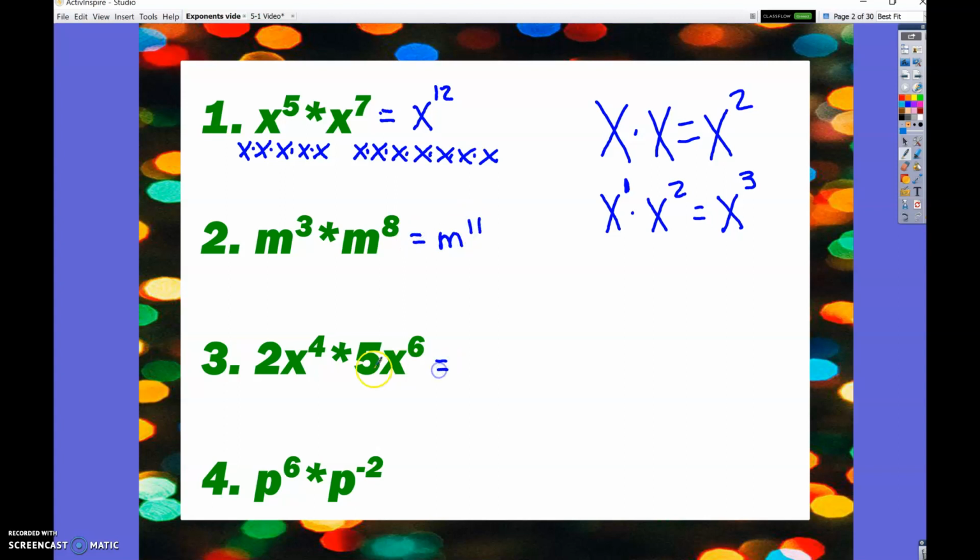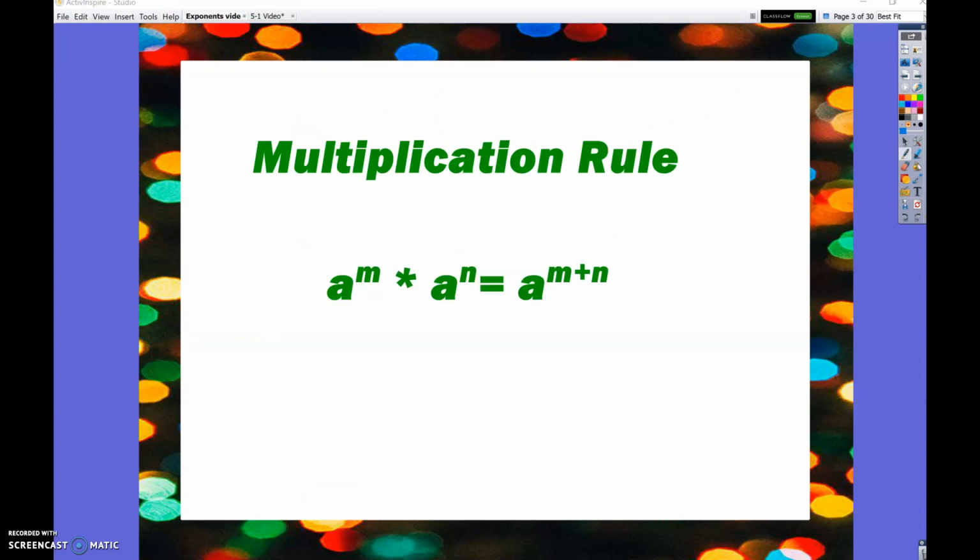With numbers, though, that doesn't mean we change our multiplying. If someone told you to take 2 times 5, you'd still get 10. But we'd have x to the 10th as well because 6 plus 4 is 10. And it can work with negatives. Here we'd have p to the 6th. You'd be adding that negative 2. So the multiplication rule when dealing with exponents, if you have like bases, these numbers on the bottom or variables on the bottom are the same, when you're multiplying, you can add your exponents together. So that would be our general multiplication rule.